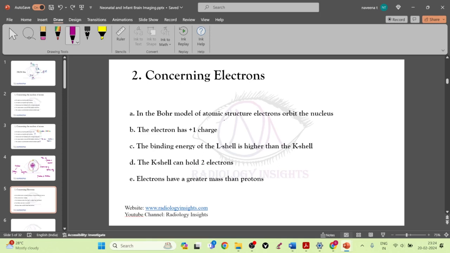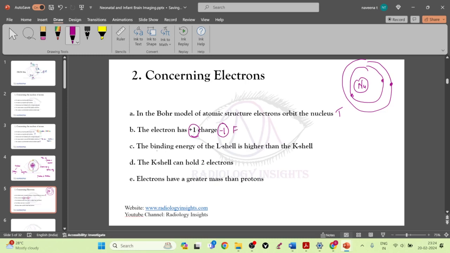Question number 2 concerning electrons. In the Bohr model of atomic structure, electrons orbit the nucleus. True. There will be a nucleus in the center, and electrons are present around the nucleus and they orbit the nucleus. Then, electrons have plus 1 charge. No, they have minus 1 charge.